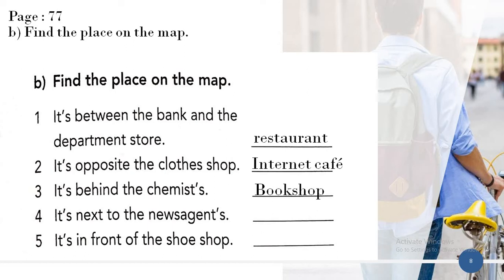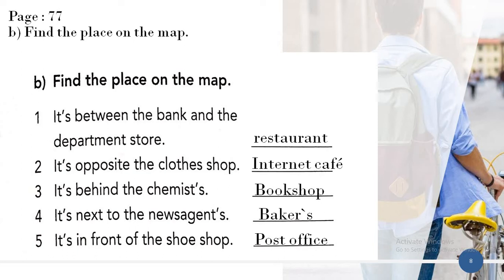4. It's next to the newsagent's. What is next to the newsagent's? It's a baker's. Good. 5. It's in front of the shoe shop. It's a post office. Excellent, my dear students.